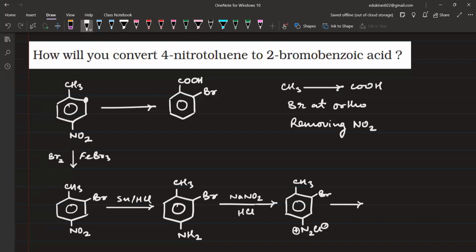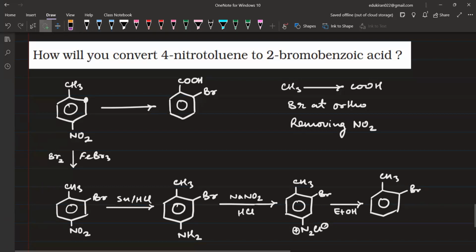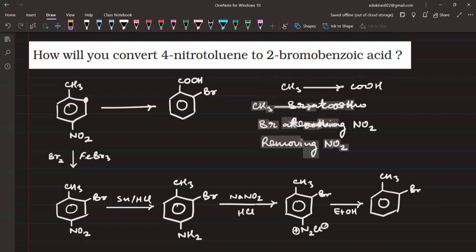Once you have added this, you will add EtOH. EtOH is ethanol. This will remove the diazonium group. CH3 and Br is as it is. ठीक है? EtOH replaces the diazonium group with hydrogen. अब इसके बाद आपको क्या करना है? There is the last step. ये सारी चीजें हो रही थी, इनको हम बीच में रखते हैं.